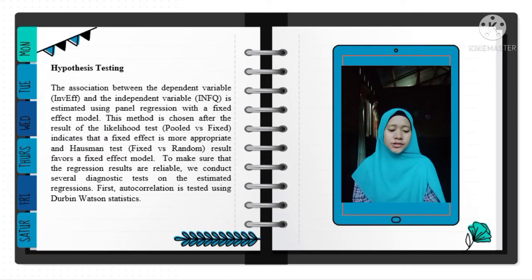Hypothesis testing. The association between the dependent variable, ENVEF, and the independent variable, ENFQ, is estimated using panel regression with a fixed effect model. This method is chosen after the result of the likelihood test, pooled versus fixed, indicates that a fixed effect is more appropriate, and the Hausman test, fixed versus random, favors a fixed effect model. To make sure that the regression results are reliable, we conduct several diagnostic tests on the estimated regression. First, autocorrelation is tested using Durbin-Watson statistics.